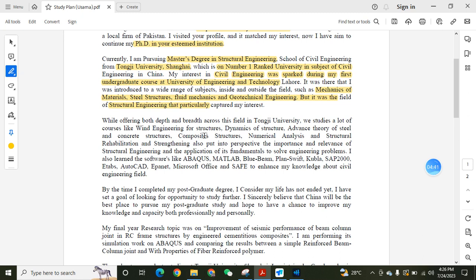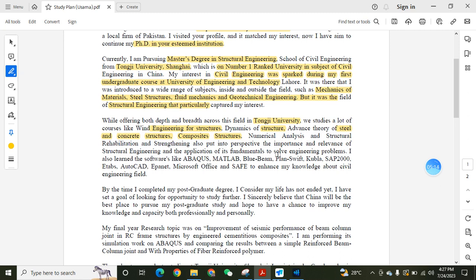You can mention any software you learned for that subject, or any calculation, or if you did job experience related to it, you can also mention that. Because I was writing for the master's, I wrote about studying different subjects at Tongji University: wind engineering, infrastructure, dynamics of structures. I mostly mentioned structures: advanced steel structures, concrete, composite structures, structure rehabilitation, and something like that.